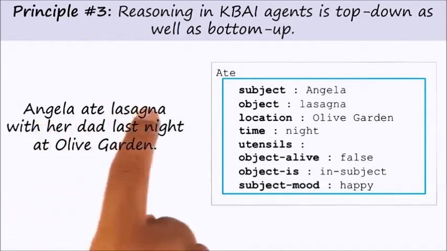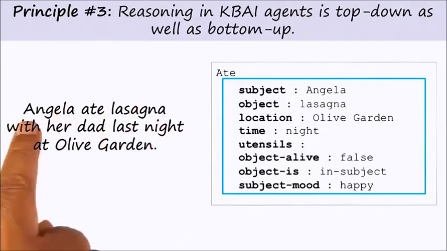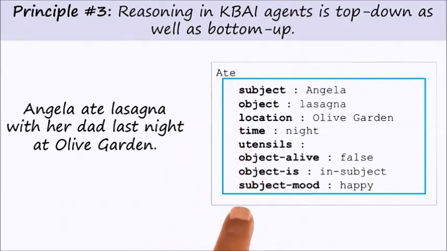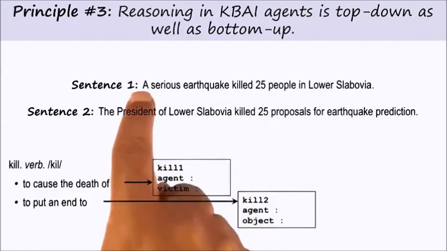We had the input, Angela ate lasagna with her dad last night at Olive Garden, and the processing of this input led to the invocation of this particular frame. Once this frame has been pulled out of memory, then this particular frame can generate a lot of expectations. For example, was the object alive when Angela ate it? False. Where is the object now? Inside the subject. What is the subject's mood after she had dinner? She was happy.